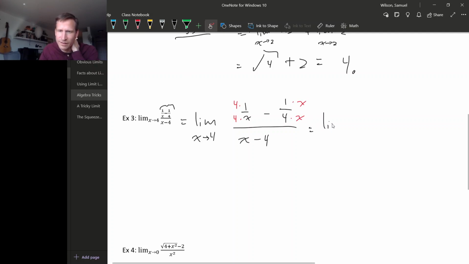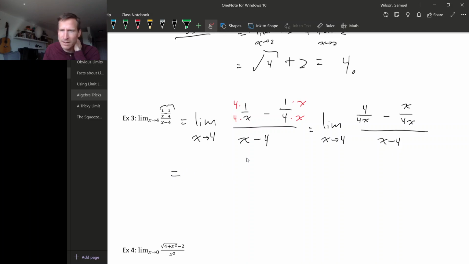So this gives us the limit as x goes to 4 of 4 over 4x minus x over 4x over x minus 4. Now we can actually do this fraction subtraction here. So we get the limit as x goes to 4 of 4 minus x over 4x over x minus 4.